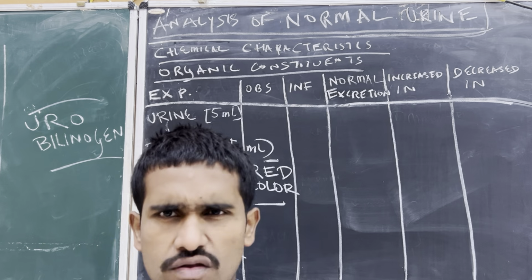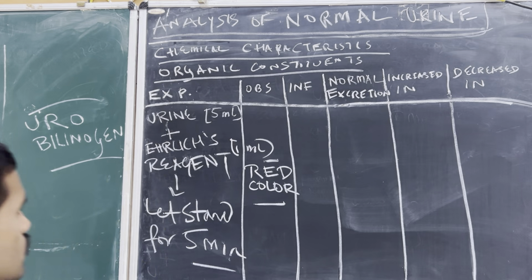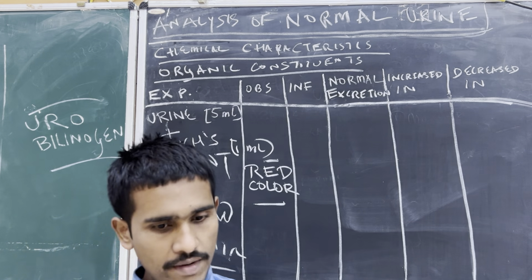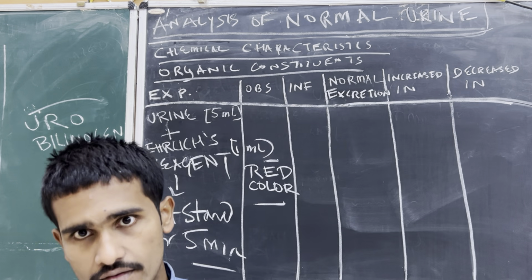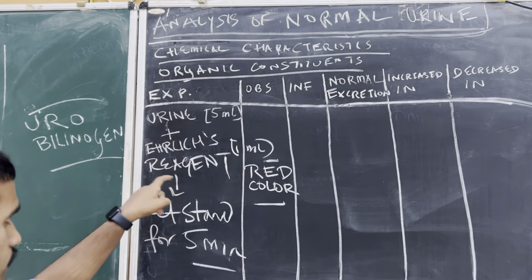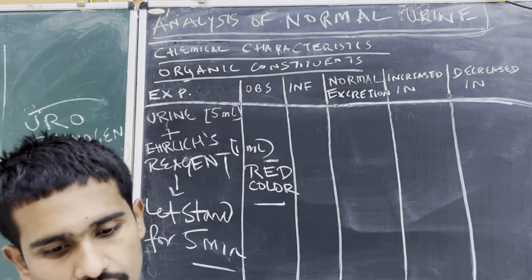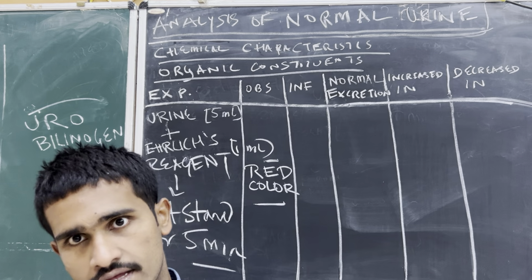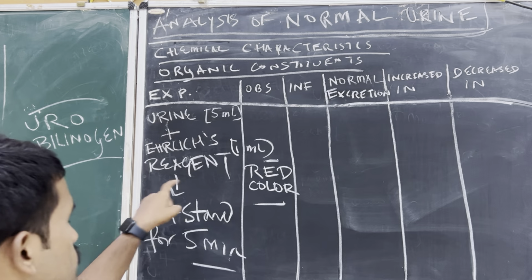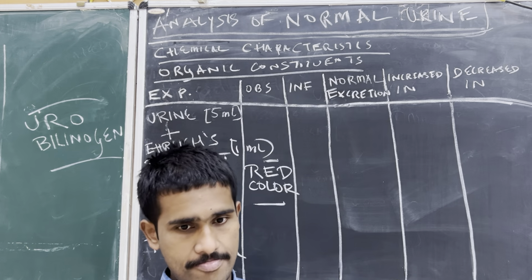So now the next question, why is this red color coming? It's coming because urobilinogen is present in the urine. This urobilinogen reacts with the para-dimethylaminobenzaldehyde which is present in the Ehrlich's reagent to give this red color.